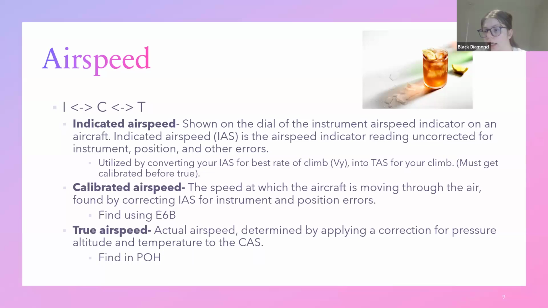So you can find this in your POH. A lot of the times it will give you a true airspeed calculation because of the pressure, altitude, and temperature. So I usually tell my students to use their POH because it'll give you also an RPM setting when you go to find this. You can also find it on your whiz wheel as well.